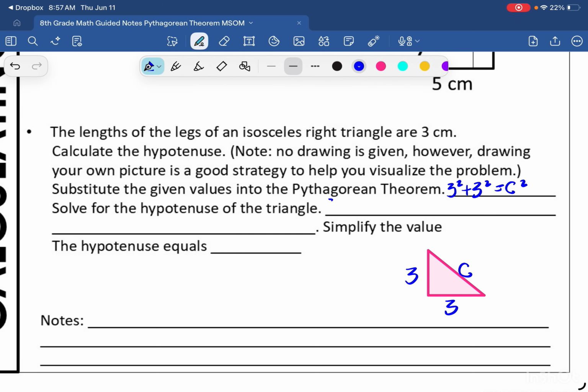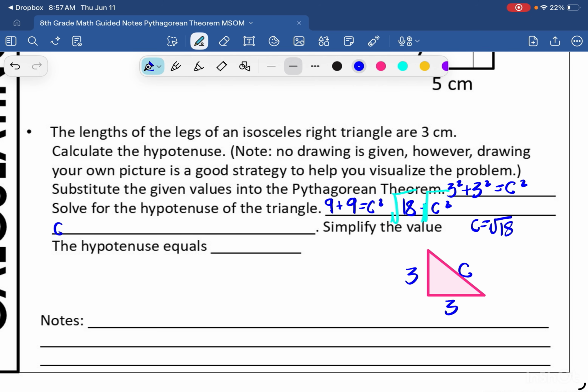So 3 squared is 9, plus 3 squared is 9. That equals C squared. 9 plus 9 equals 18, which equals C squared. If I take the square root of each side, I get C equals the square root of 18. Now, it depends what the problem's asking. Sometimes it just asks you to leave it in simplest form. Sometimes it asks you to maybe actually use a calculator and figure that out.